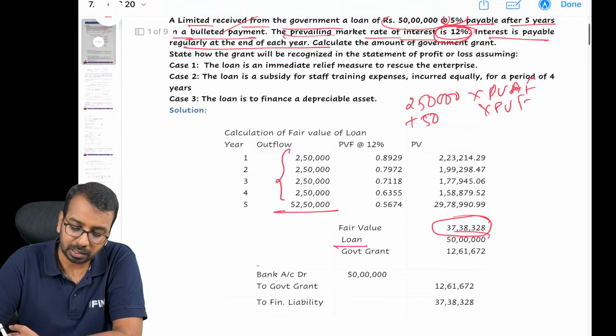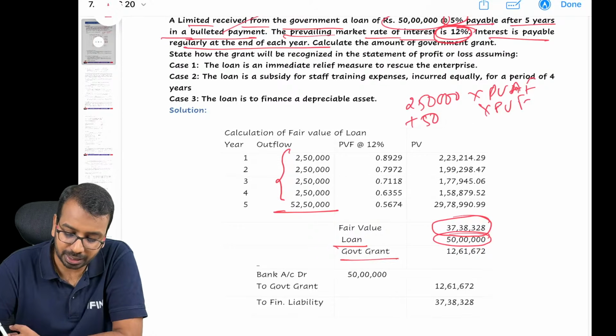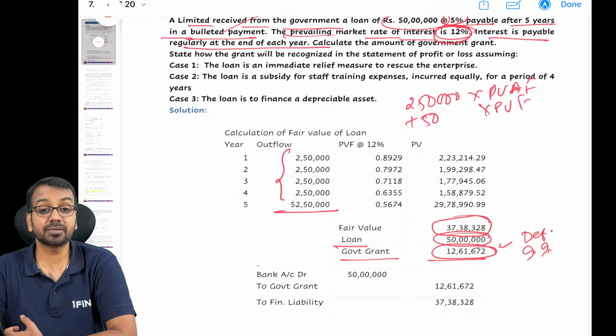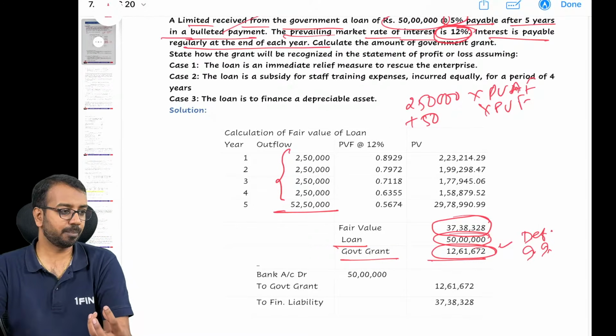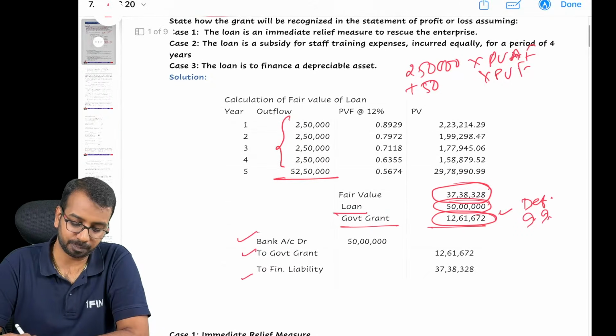What is the loan amount? 50 lakhs. Loan amount is 50 lakhs. So the difference is treated as government grant. This will be treated as deferred government grant and transferred to P&L systematically over a period of time. Okay. Now the entry: bank account debit, government grant and finance liability.